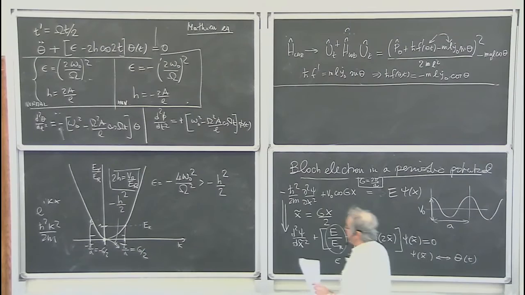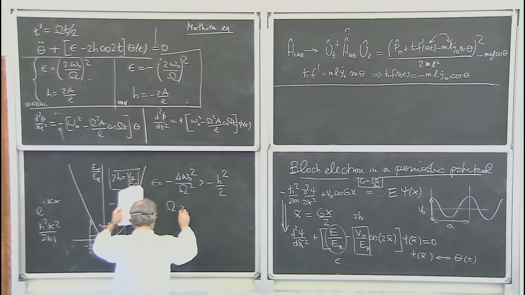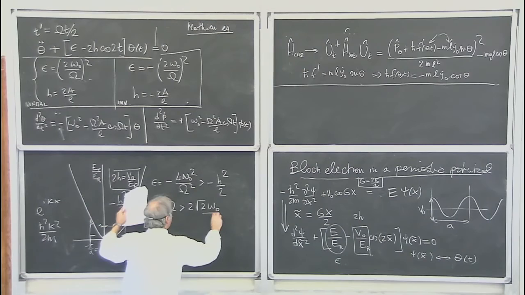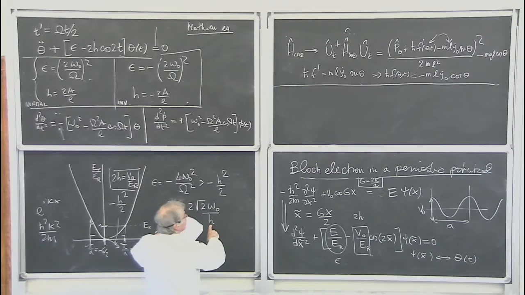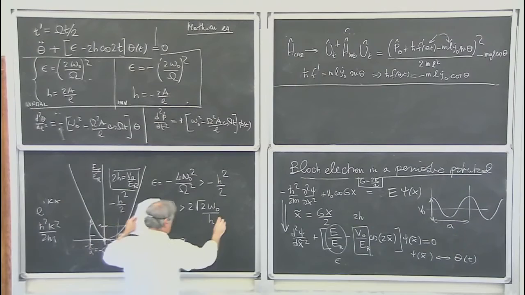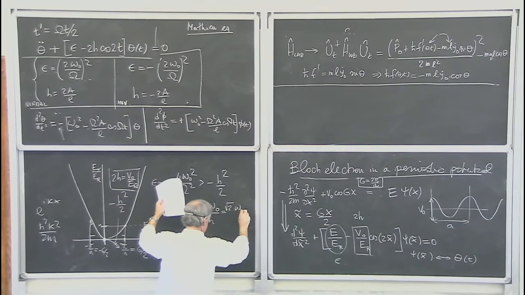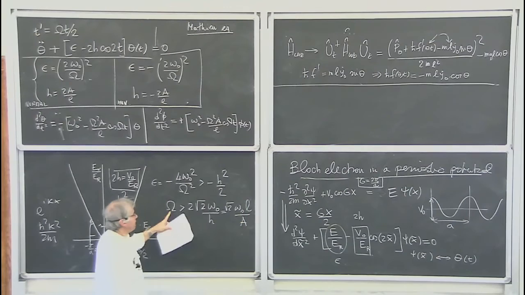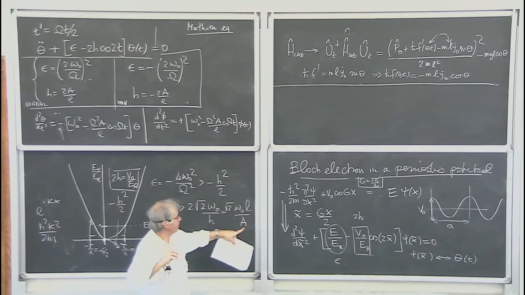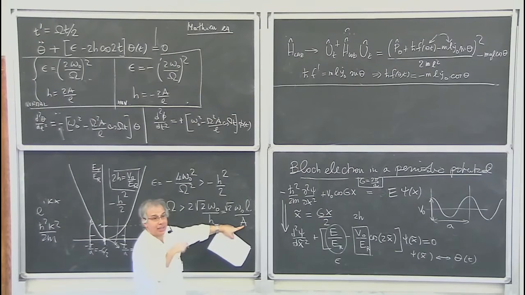And now you can just solve and find that you just have to make omega sufficiently large, greater than 2 square root of 2 omega 0 over h. H, recall, is related in the pendulum to a over the length. So I rewrite in terms of these physical things: 2 square root of 2 omega 0 L over a. So if the frequency with which you drive the pendulum is greater than this physical combination, which is the natural frequency, the length, and the oscillation amplitude, then the pendulum is stable.